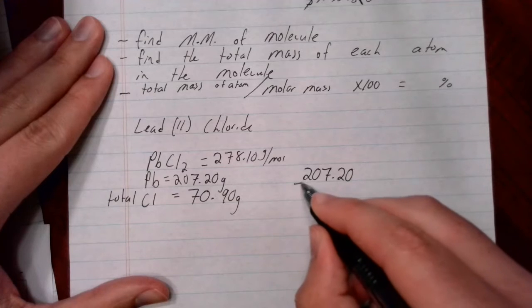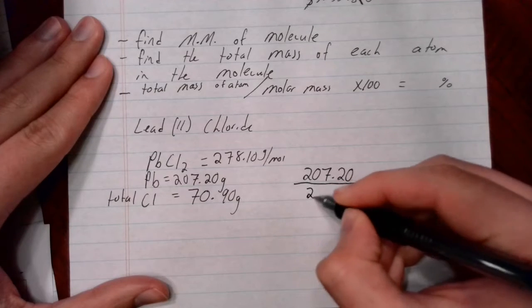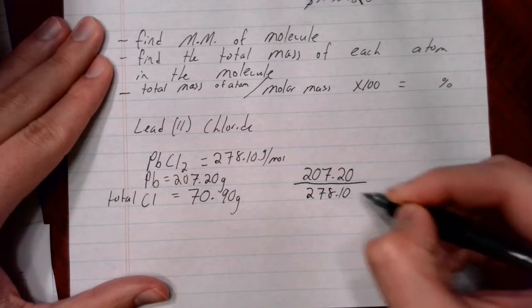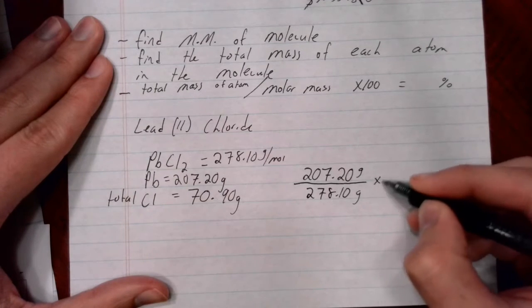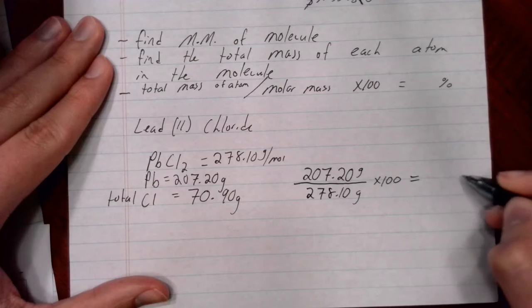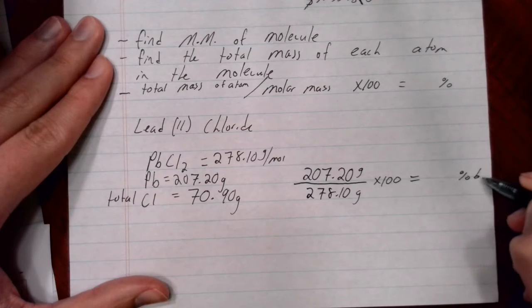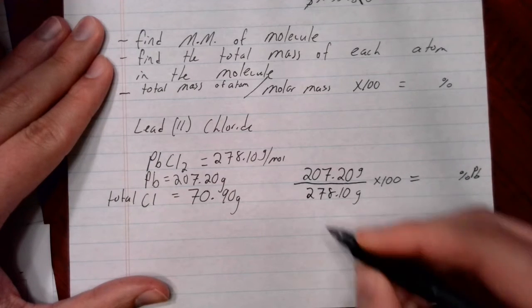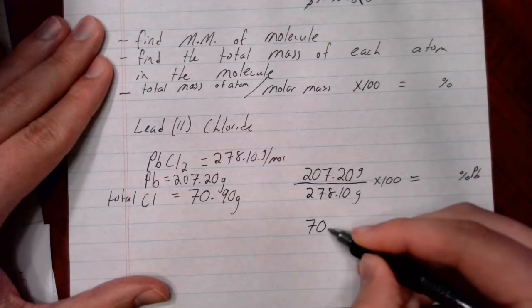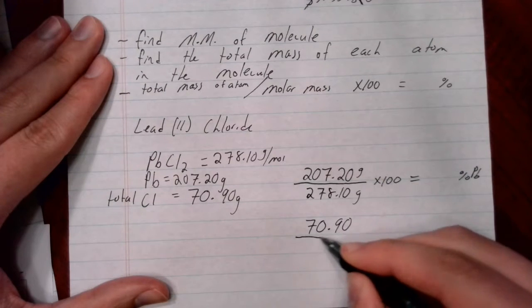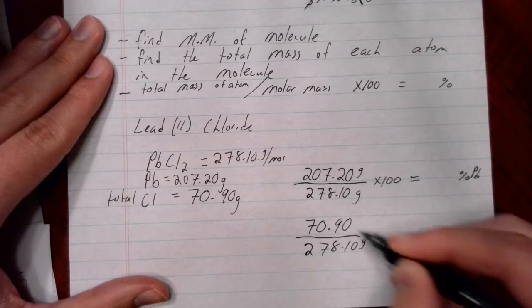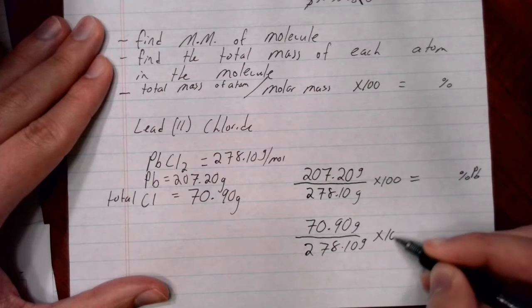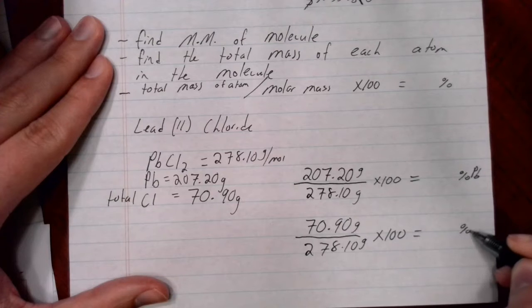207.20 divided by 278.10, and I can just say grams over grams so it cancels, times 100 equals a number percent lead. So now I go and set up the other one, 70.90 divided by 278.10 grams times 100, that equals my percent chlorine.